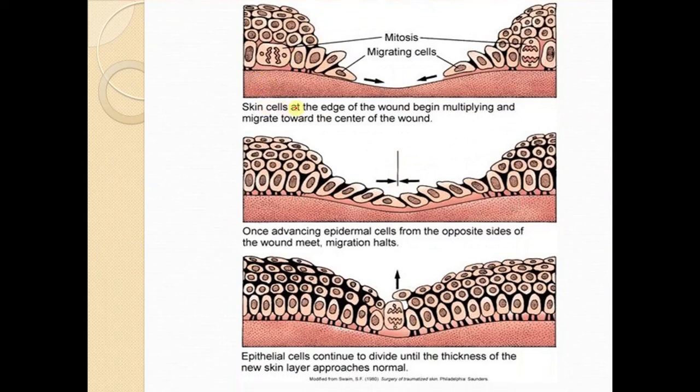Here you can see the skin cells at the edges of the wound begin multiplying, and they will migrate toward the center of the wound. They will multiply by the process of mitosis. Once the advancing epidermal cells from both the edges meet in the midline, the migration here will be stopped. Now the migration will start in the upward direction, and these cells will continue to divide until full thickness of the normal skin is achieved.